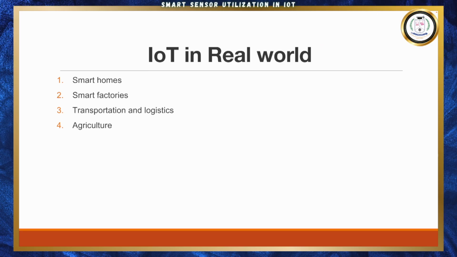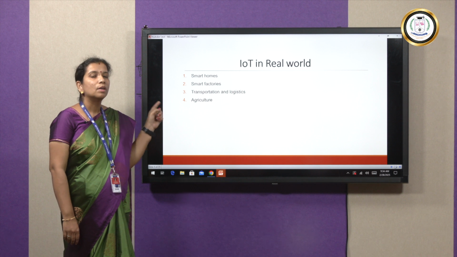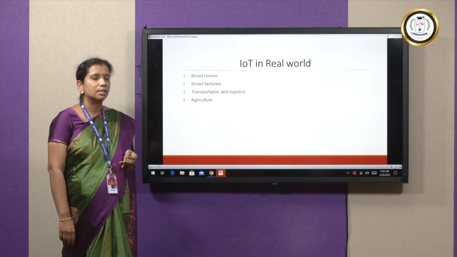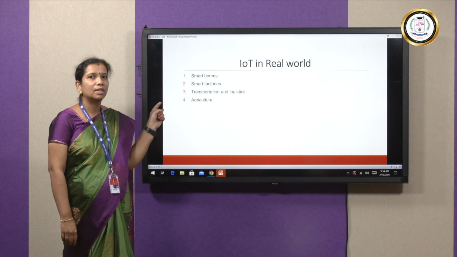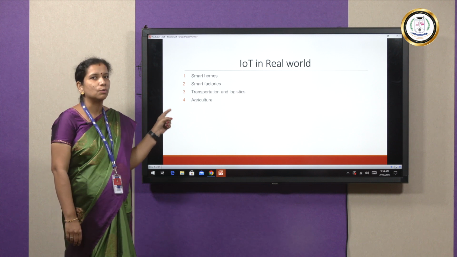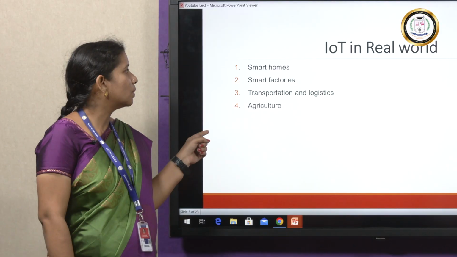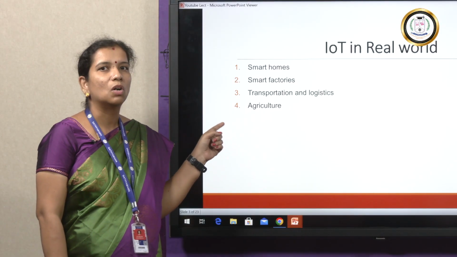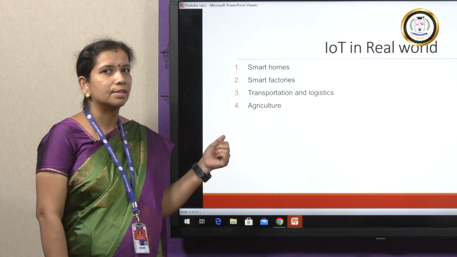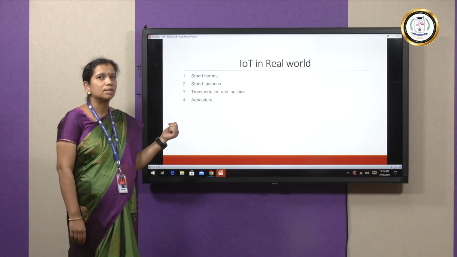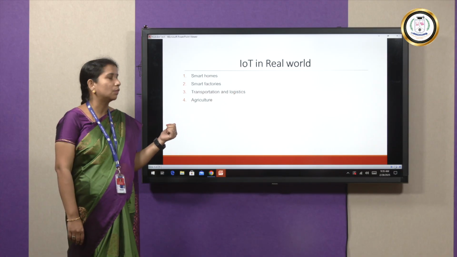IoT in the real world: we have IoT devices in smart homes, smart factories, transportation and logistics, as well as in agriculture. In smart homes, we have heating systems, lighting systems and alert systems. In smart factories, all the factories are now automated with the use of IoT devices. Next is transportation and logistics. In all vehicles we have a GPS system in order to track the vehicles. In agriculture, IoT devices are used to monitor the growth of the crops.